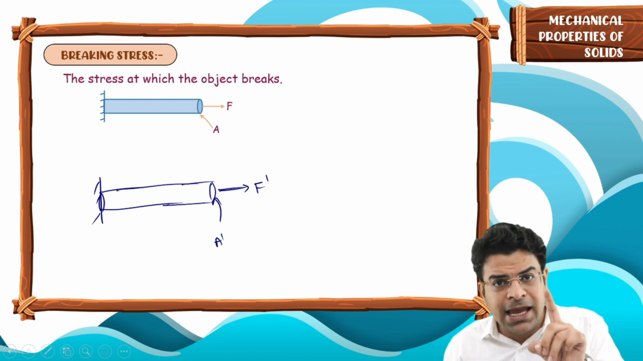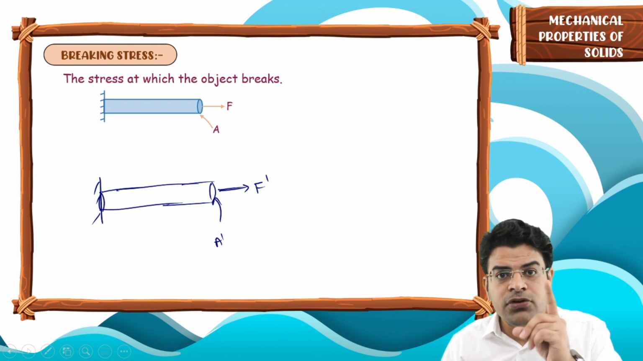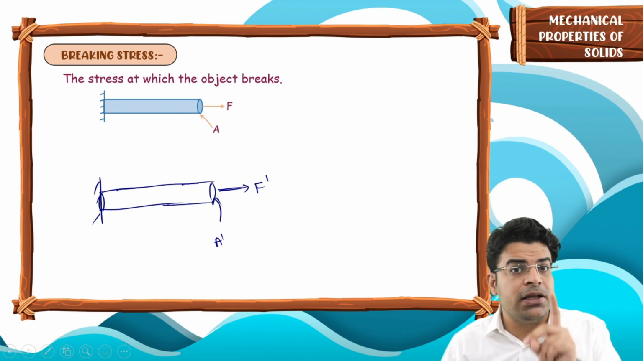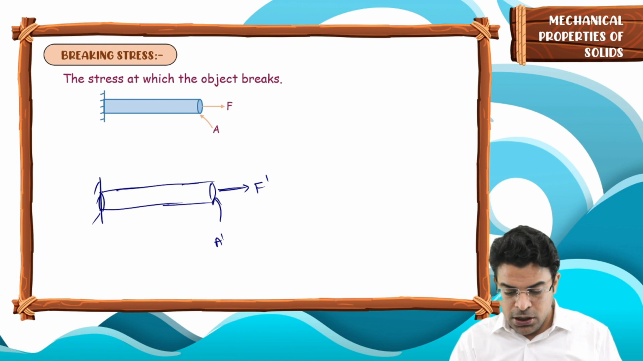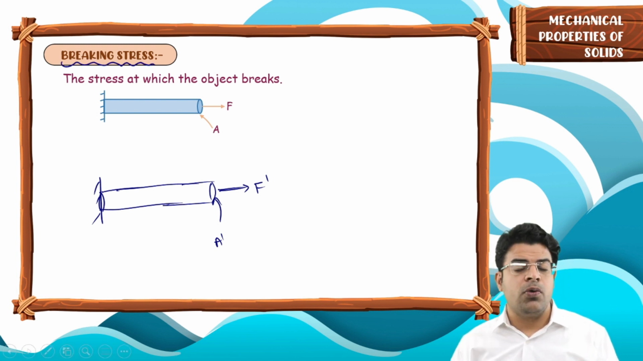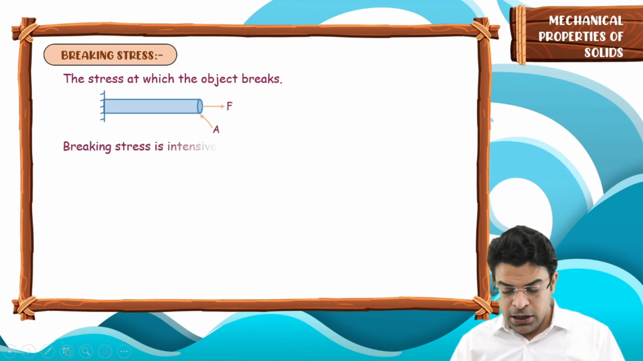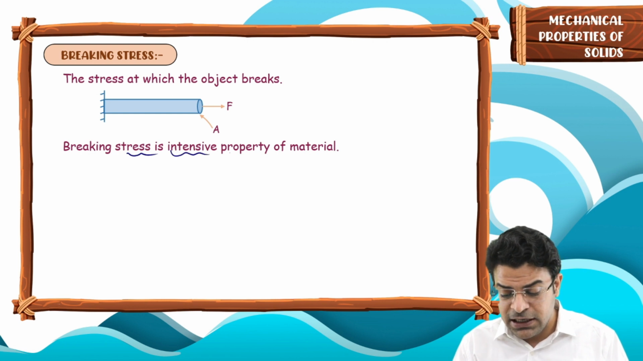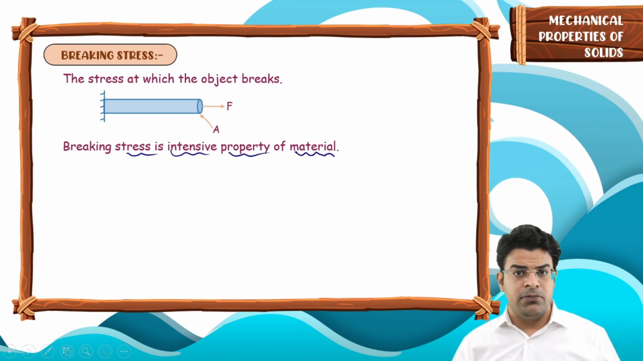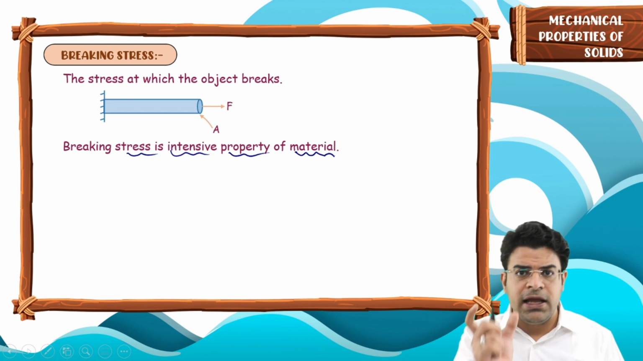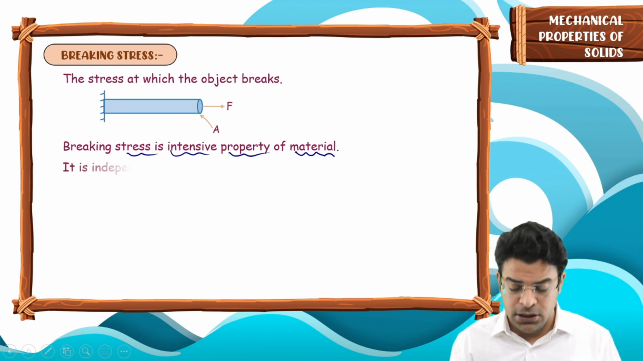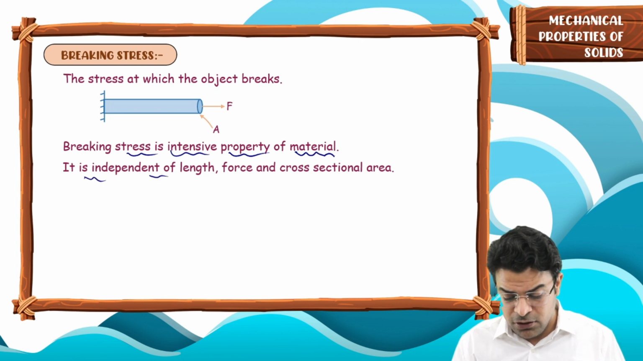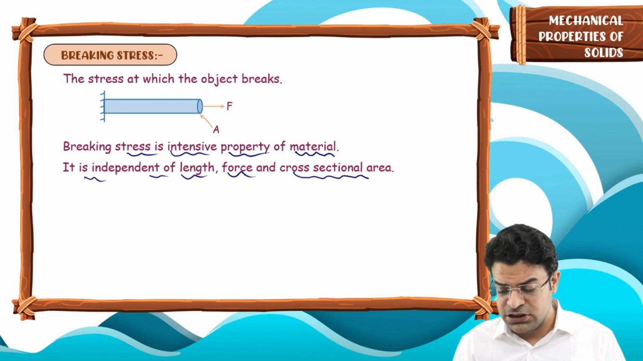What remains the same is the stress. The force per unit area required to break the object remains the same, and that's what makes it important. So breaking stress is the stress required to break the object. Remember that breaking stress is an intensive property of material. It does not depend upon the length, the shape, the size. It depends upon the type of material. So breaking stress is independent of length, force and cross-sectional area.